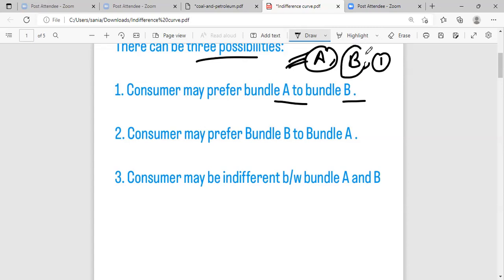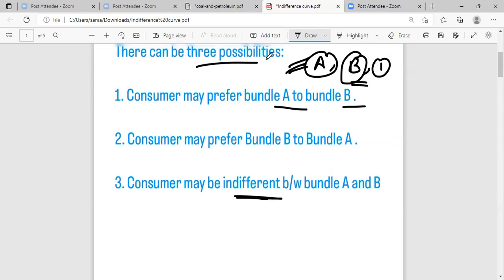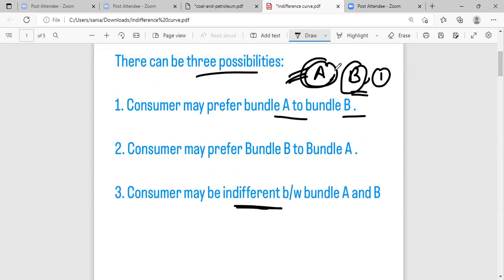Second, the consumer can prefer bundle B over bundle A. And the third one is he is indifferent. Indifference means it doesn't bother him. Whether you purchase A or B, you are like, I'm okay with both. You can purchase anything. So there can be 3 possibilities. First, you are choosing A over B. Second, you are choosing B over A. And third one is you are indifferent. Indifferent means you don't care. You don't bother about whether you are purchasing A or B. You are like, I'm okay with both things.